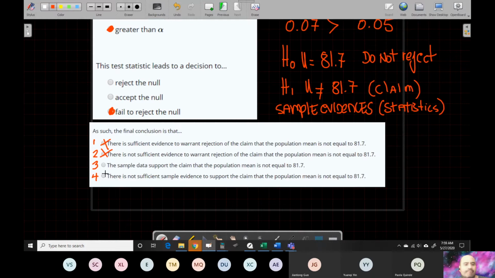Which is the best, basically, right? There is no sufficient sample evidence. I will say that too. There is not sufficient sample evidence to support the claim that the population mean is not equal to 81.7. This one is the sample data supports the claim. The sample data supports the claim that the population mean is not equal to 81.7. So, which is the two, 3 or 4? Which is sample data supported?